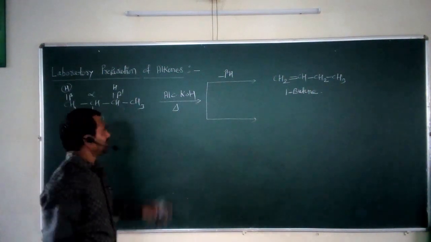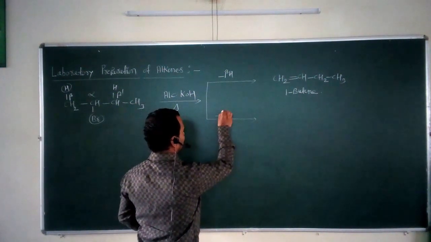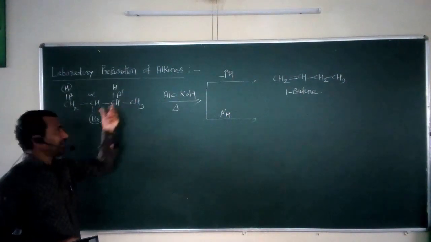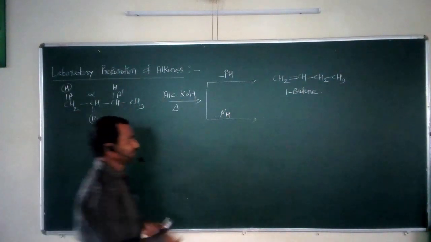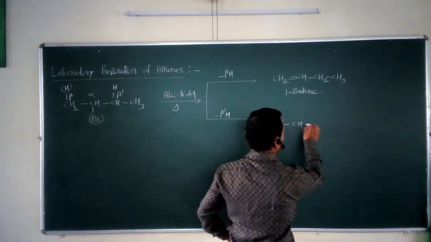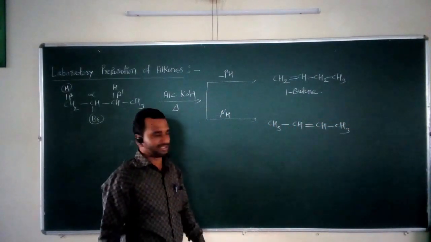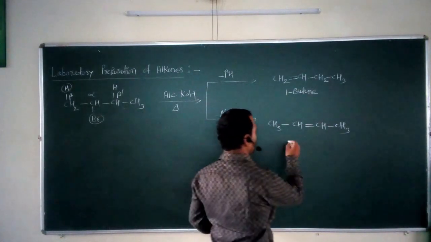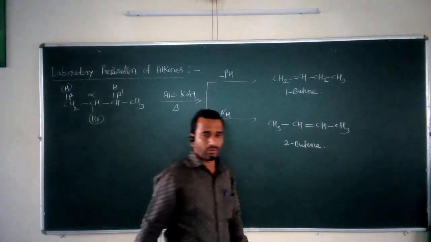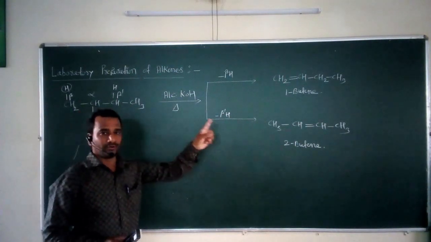So this is one of the possible products from this reaction. Now secondly, what happens if the beta dash hydrogen gets removed? Again, one of the beta dash hydrogens and this bromine get removed as minus HBr, and you will get the next product, CH3-CH=CH-CH3. This product is called 2-butene. Now from the same reactant molecule, two different products can be obtained. One is 1-butene, the second is 2-butene.